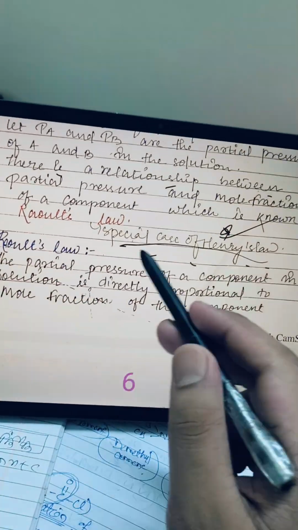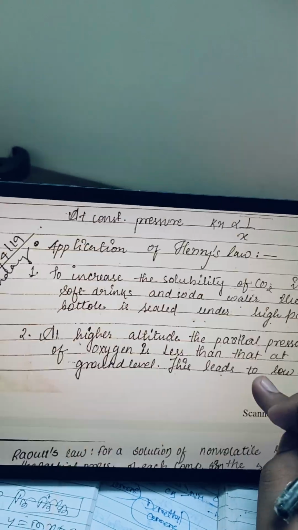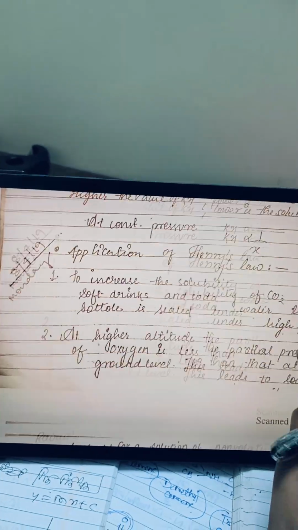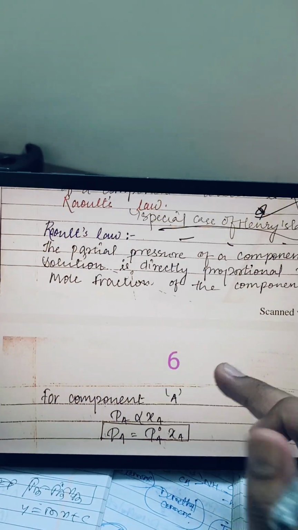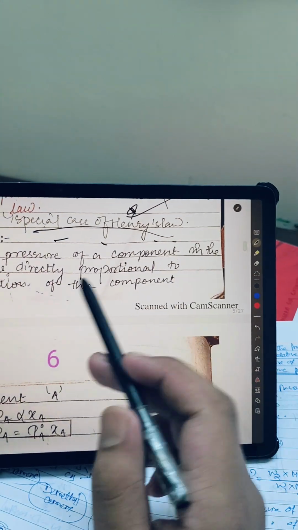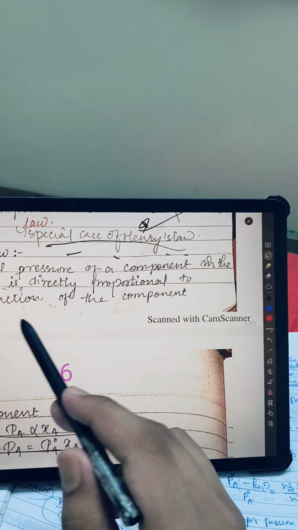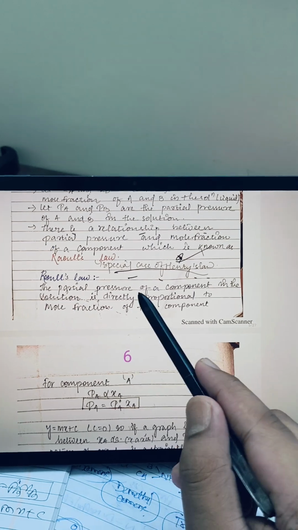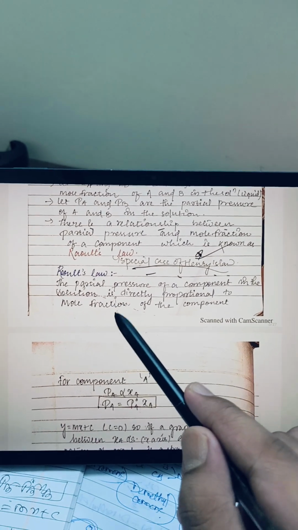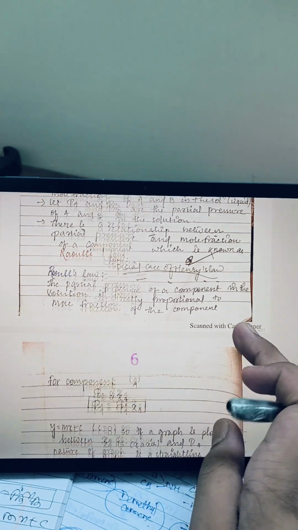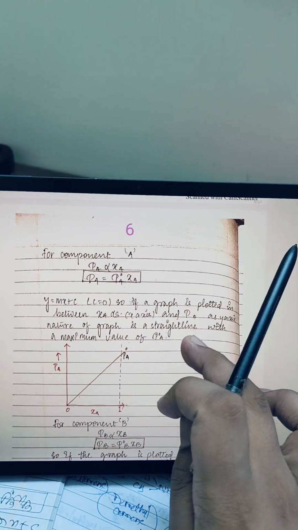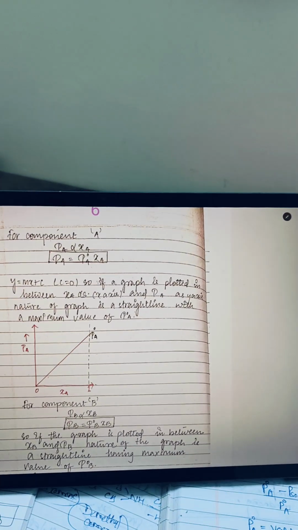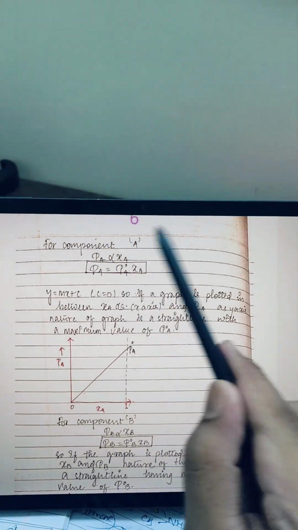Now let's move to Raoult's law, a special case of Henry's law. What is Henry's law? Henry's law is pressure equal to KH into chi, where KH is Henry's law constant. The partial pressure of a component in the solution is directly proportional to the mole fraction of the component. And PA naught is the pressure of A in pure form, written here for component A.